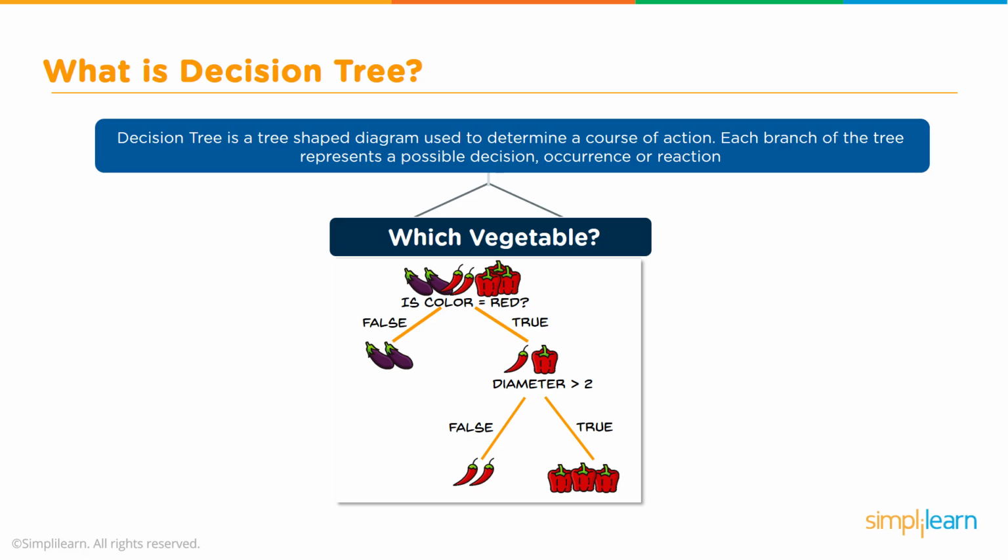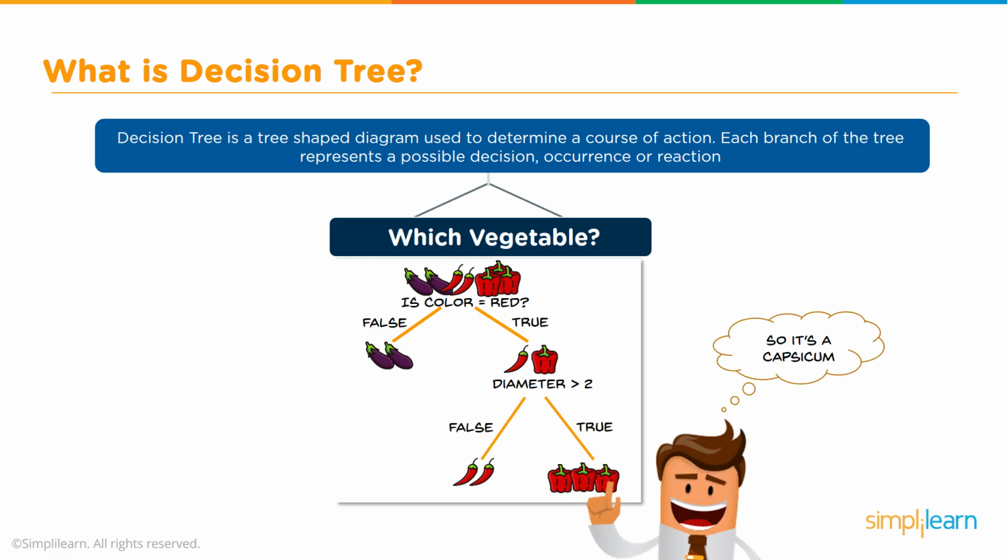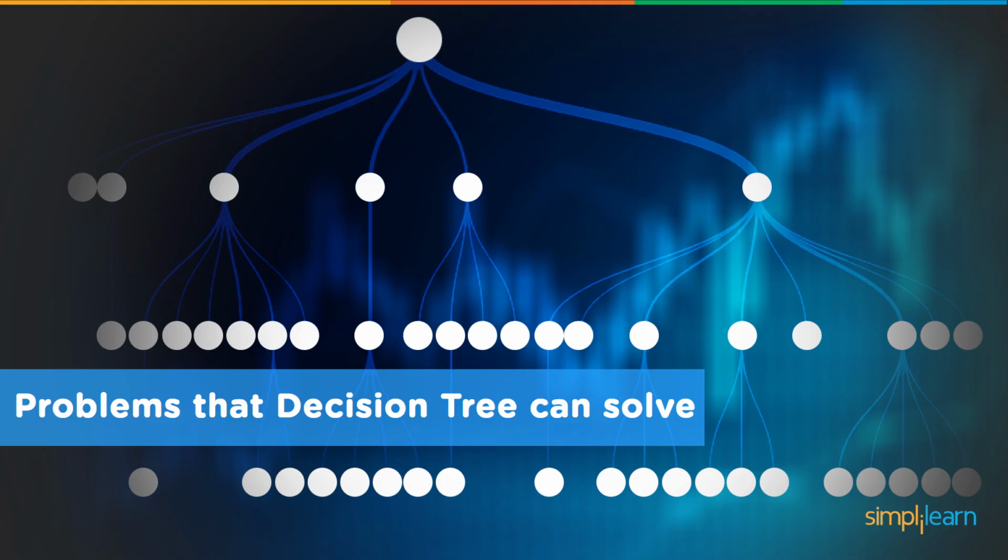So we have this group of vegetables in here, and we can start off by asking a simple question, is it red? And if it's not, then it's going to be the purple fruit to the left, probably an eggplant. If it's true, it's going to be one of the red fruits. Is the diameter greater than 2? If false, it's going to be what looks to be a red chili. And if it's true, it's going to be a bell pepper from the capsicum family. So it's a capsicum.